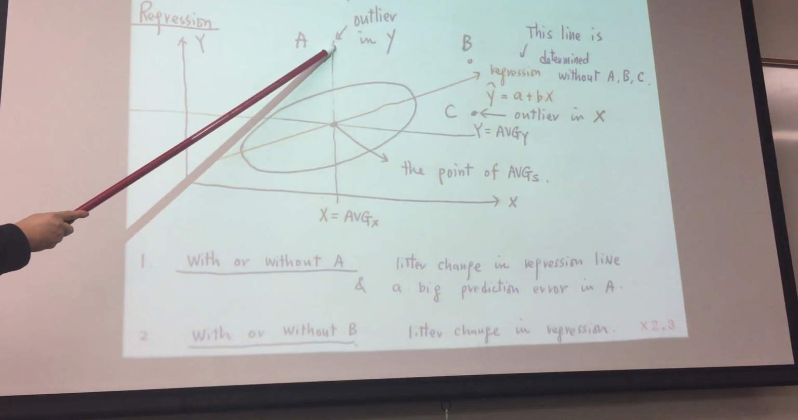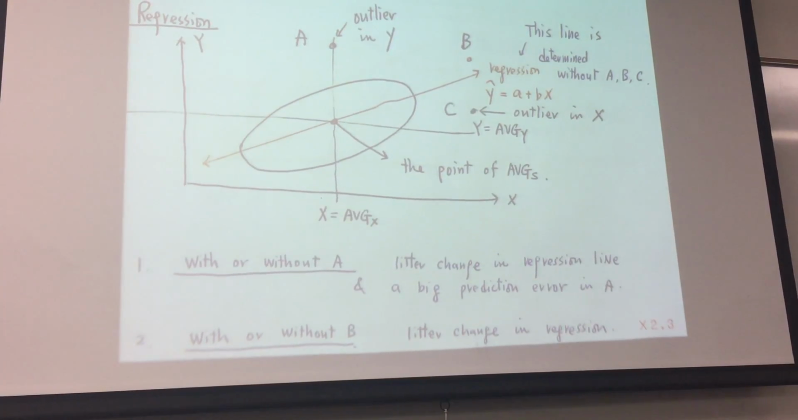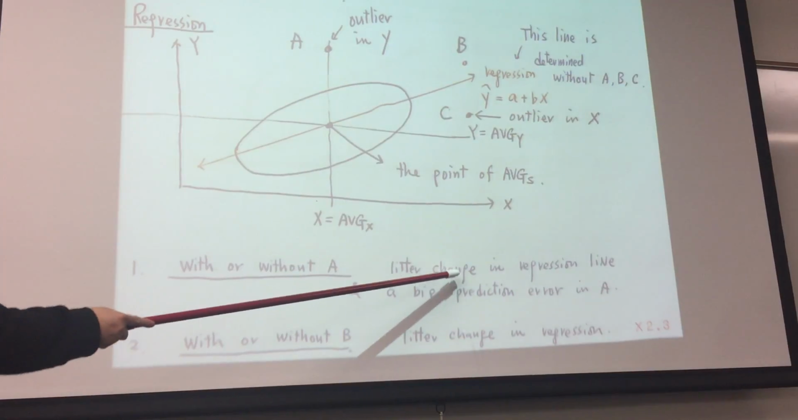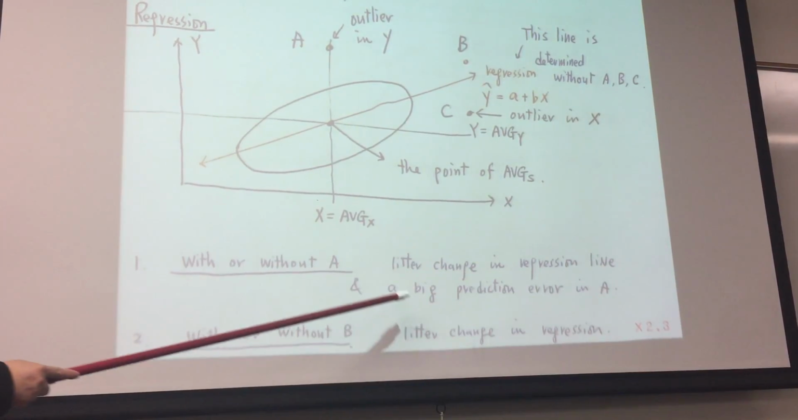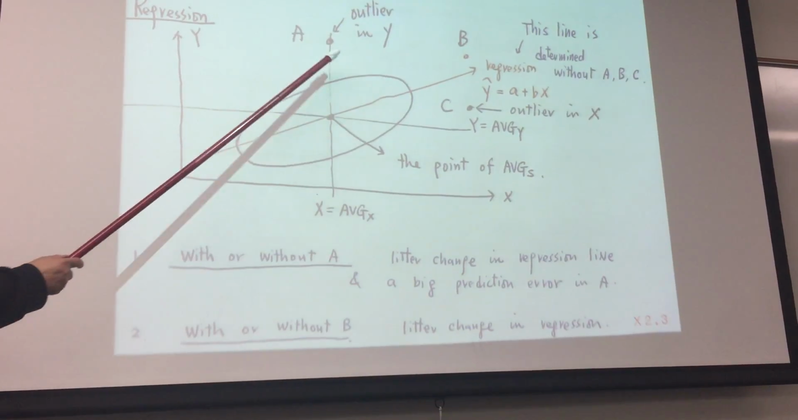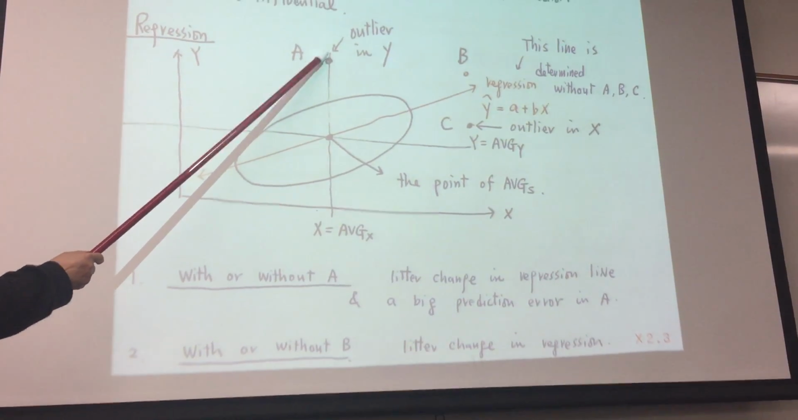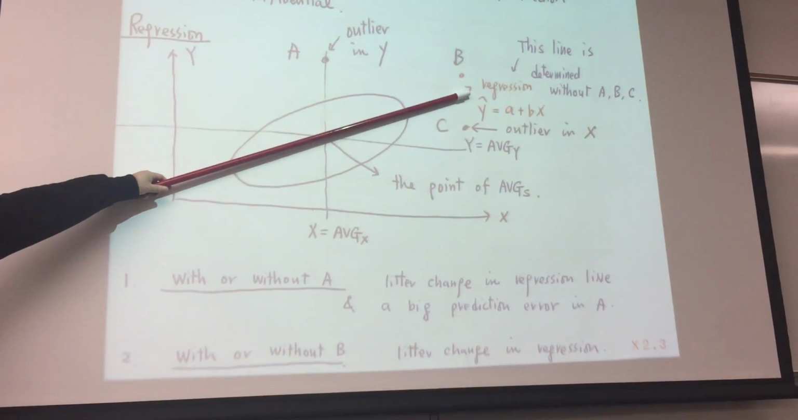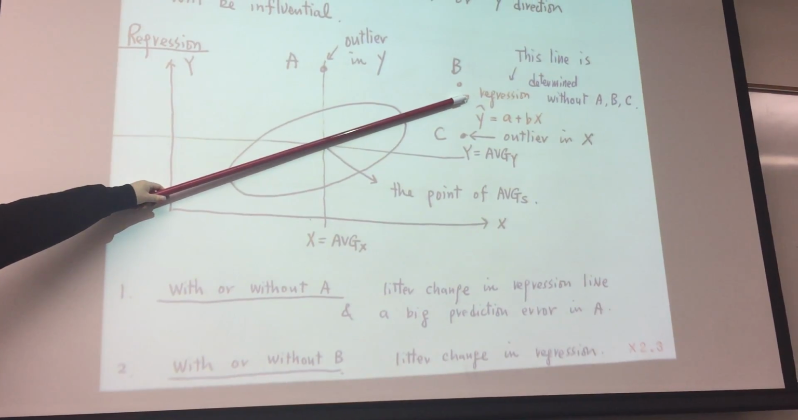And when you add A to the graph, how does it affect the regression line? The answer is little change, almost no change in the regression line, and therefore a big prediction error at A. And why is that? Look at here. When you add A to the data set, the idea of the regression line is to try to minimize the overall prediction error.